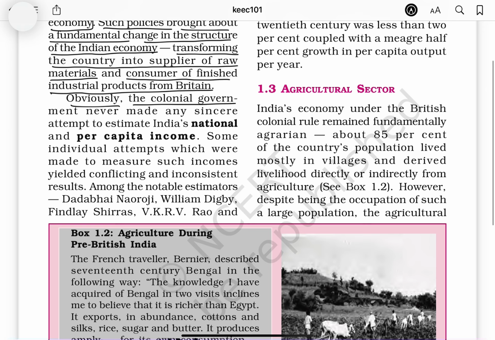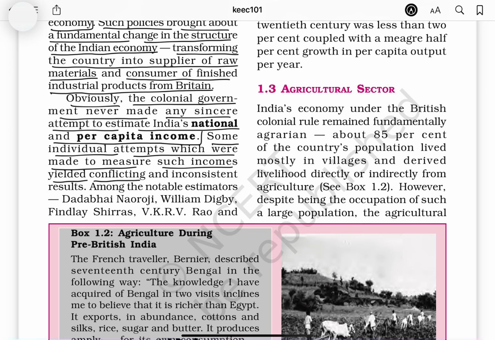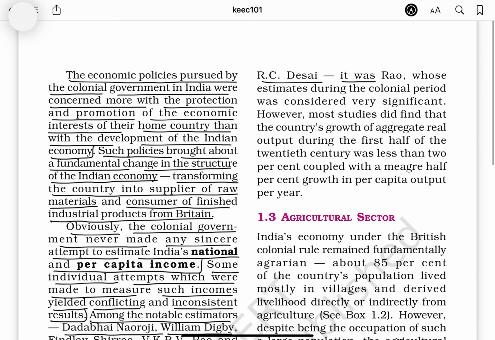Obviously, the colonial government never made any sincere attempt to estimate India's national and per capita income. Some individual attempts which were made to measure such incomes yielded conflicting and inconsistent results. Among the notable estimators were Dadabhai Naoroji, William Digby, Findlay Shirras, V.K.R.V. Rao, and R.C. Desai. It was Rao whose estimates during the colonial period were considered very significant.